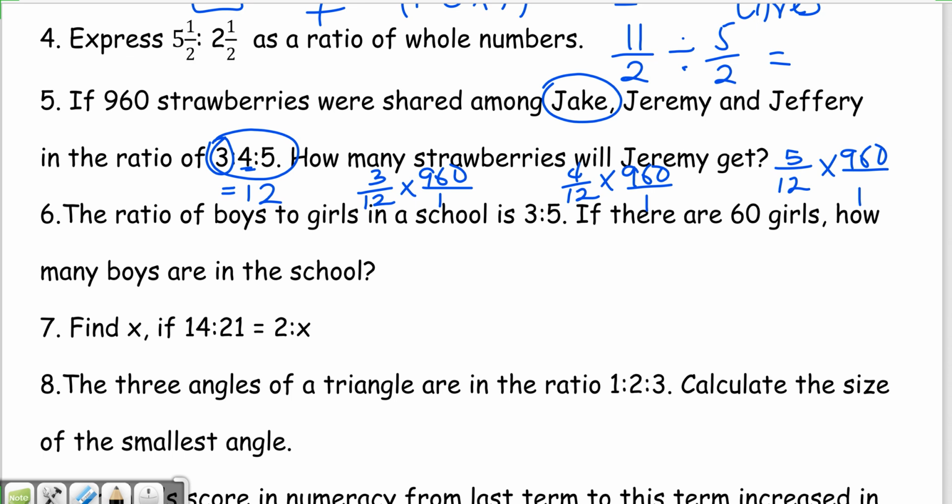Now for number 6, what do we do? It says the ratio of boys to girls in the school is 3:5. That means for every 3 boys, there are 5 girls.